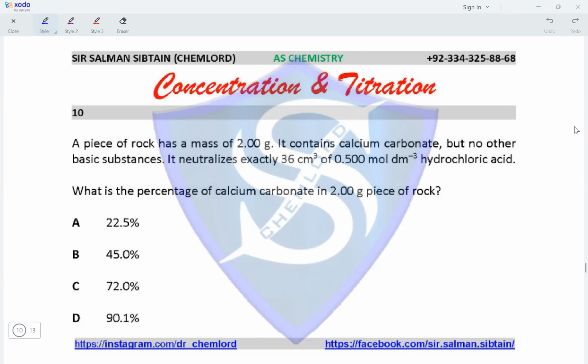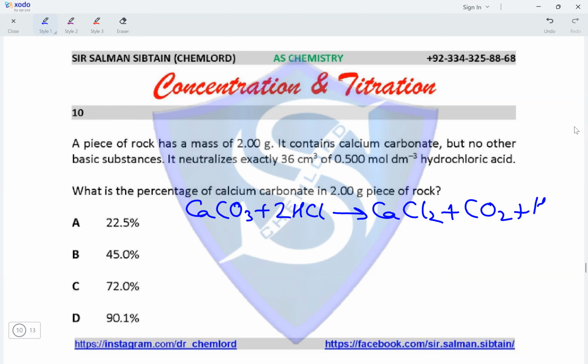Question 10. A piece of rock has a mass of 2 grams. It contains calcium carbonate but no other basic substances. It neutralizes exactly 36 cm cube of 0.5 mole per dm cube hydrochloric acid. What is the percentage of calcium carbonate in the 2 gram piece of rock? So the first thing we need to do is write the equation for the reaction of calcium carbonate with HCl. So that would be CaCO3 plus 2 moles of HCl producing CaCl2 plus CO2 plus H2O. So this gives us a molar ratio of 1 mole of calcium carbonate reacting with 2 moles of HCl.